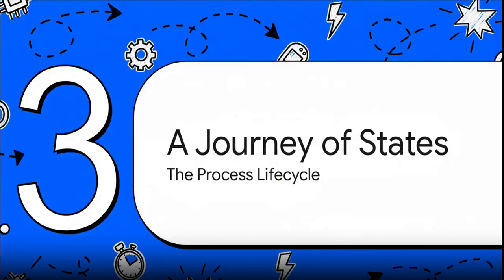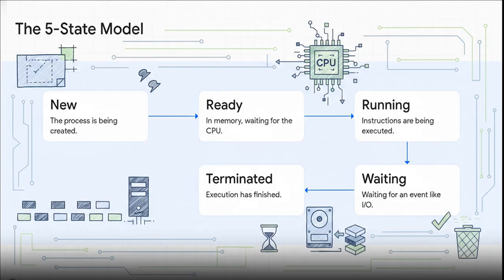Okay, so now we know what a process is and how the OS keeps track of it with that PCB passport. So let's follow one on its journey. It's a pretty dramatic, super fast-paced trip from the moment it's created to the moment it's done. Let's dive into the process lifecycle. You can pretty much map out this whole journey using a classic five-state model. First up, a process enters the new state. This is when it's just being created.